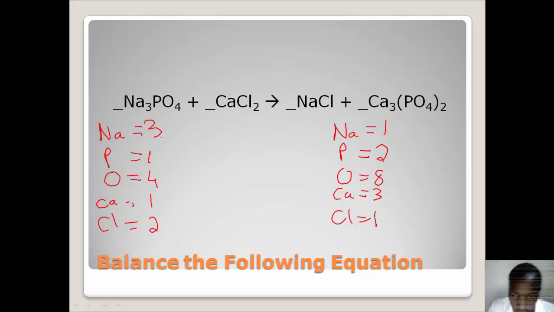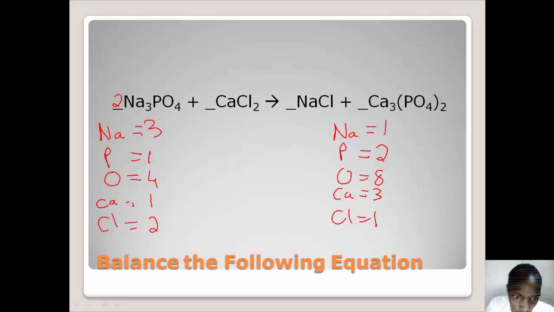So let's see if we can get a common number. I like the P's because they're 2 and 1. It's a small number we can work with to start off with. Remember, there's no surefire way to start it off, but I like to start off with common numbers. So 2 and 1. And we put a 2 here to get the phosphorus to 2.